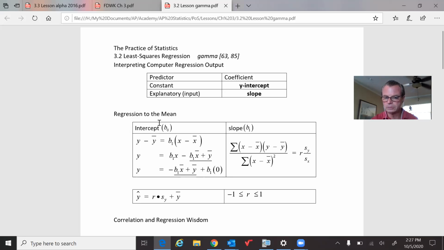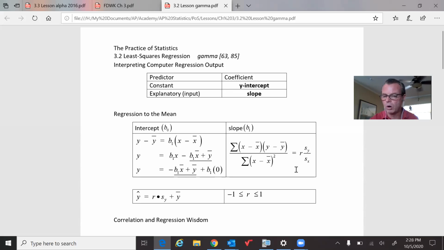Regression to the mean. Okay, now this is copied and pasted from the beta lesson, except you notice over here, this is new. So it's another way to calculate the slope. The slope is going to be the correlation coefficient multiplied by the ratio of the standard deviation of the response variable to the standard deviation of the explanatory variable. Okay, this will give you the slope.